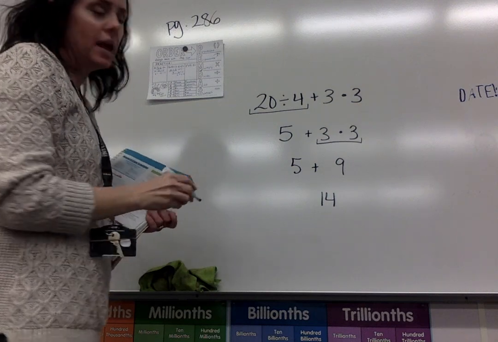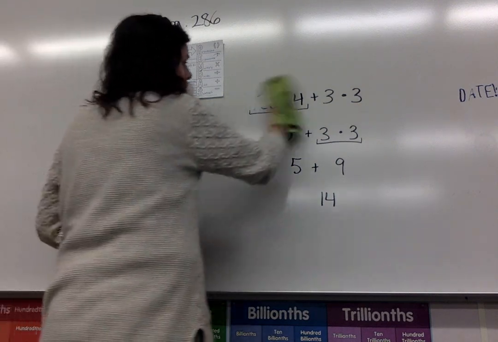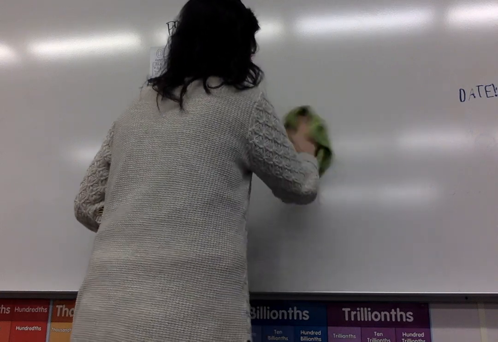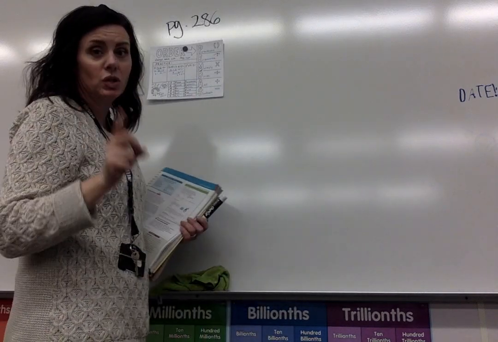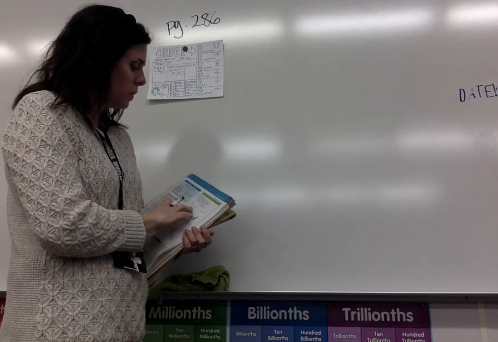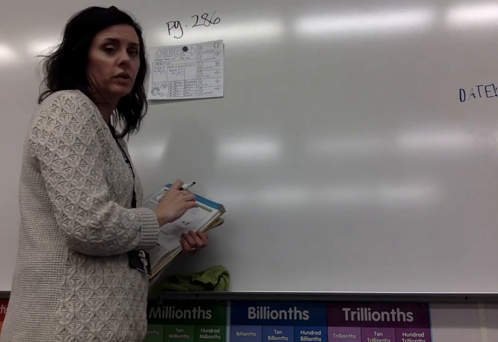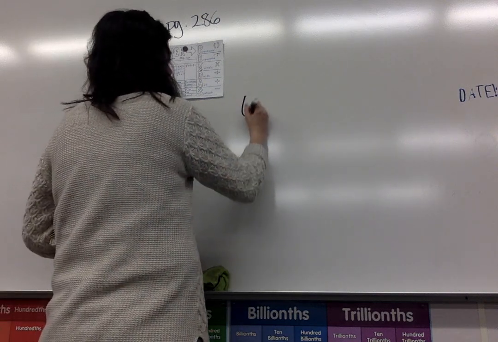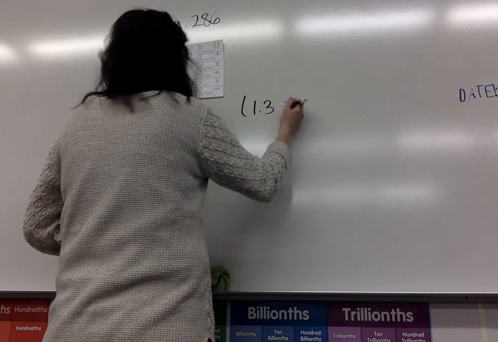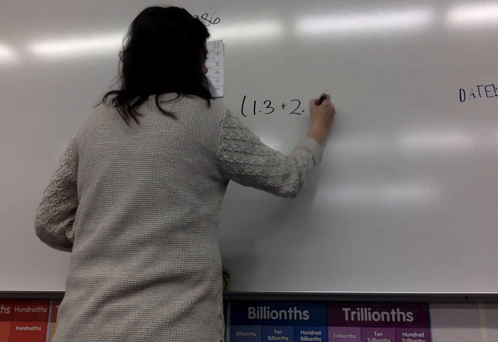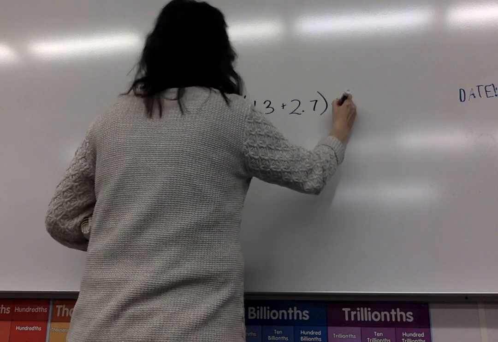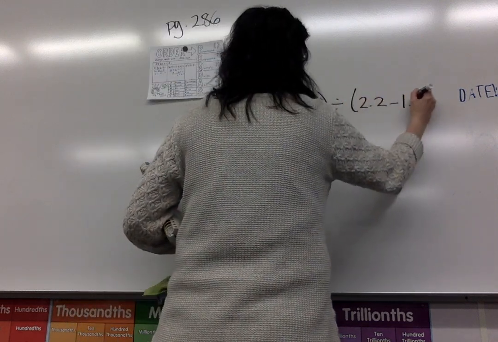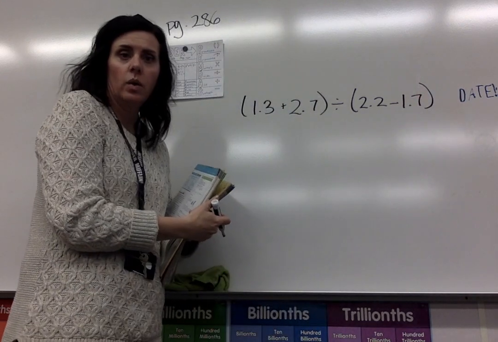286. Turn that page over, or look at the other side, and let's see what happens if we have 2 sets of parentheses. So skip to number 12. Okay, so we've got 1 3/10 plus 2 7/10 divided by 2 2/10 minus 1 7/10. Holy moly. Okay.